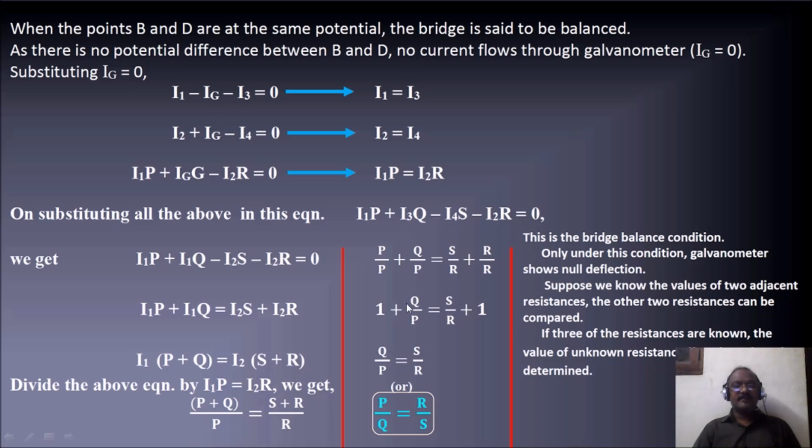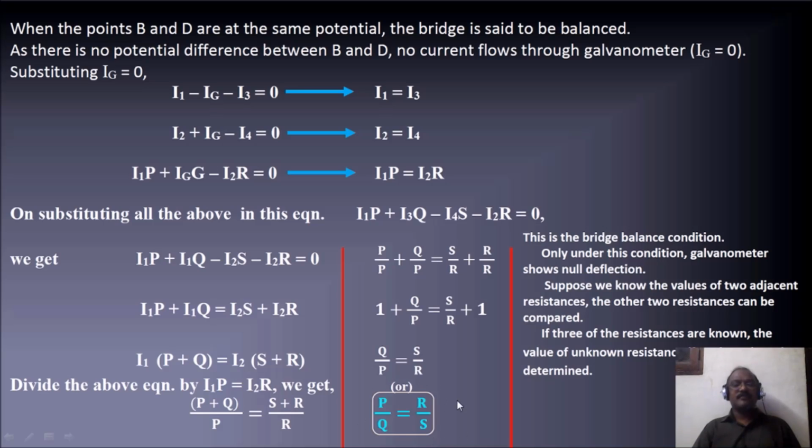Rearrange the terms like this. Split the term: you can cancel P here and get 1, and here R you can cancel and get 1 here. Then you can cancel 1 on the other side. Then you have Q by P is equal to S by R. Just rearrange the terms, and you get P by Q equal to R by S. This is the very famous Wheatstone bridge equation.